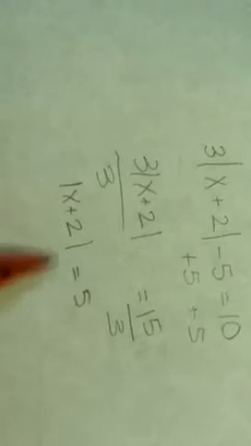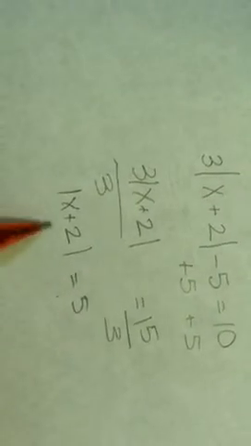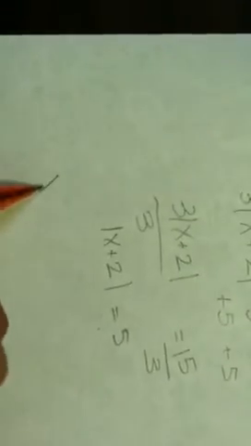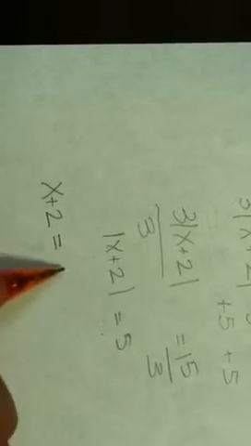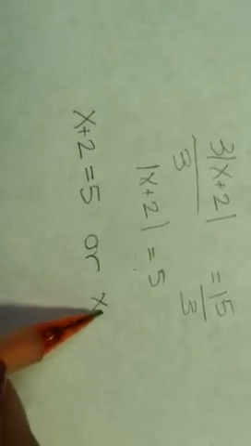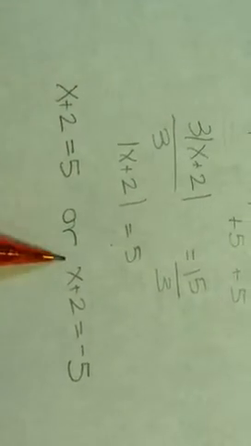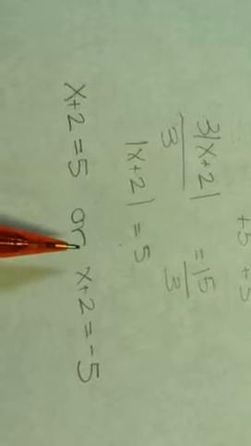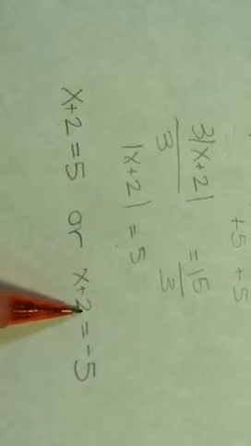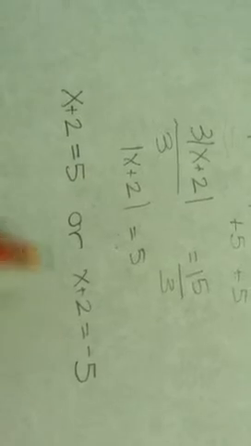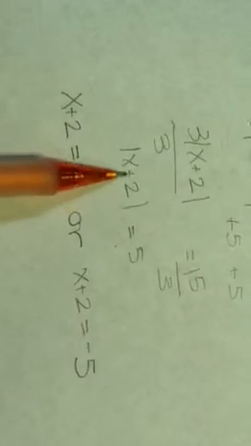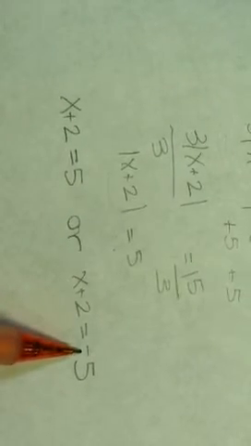The way that I then solve for my equation, this is essentially saying that x plus 2 equals 5 or x plus 2 equals negative 5. Please notice that there are no absolute value signs on the outside of this, because it's not possible to have the absolute value of something equal to a negative number. So what we're saying is what's inside here is either equal to positive 5 or equal to negative 5.